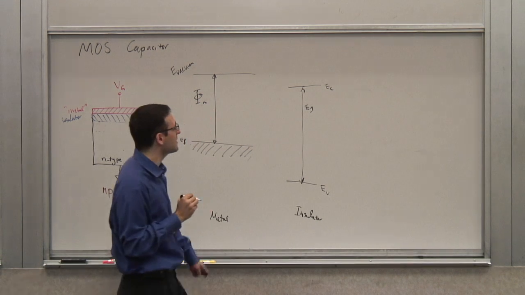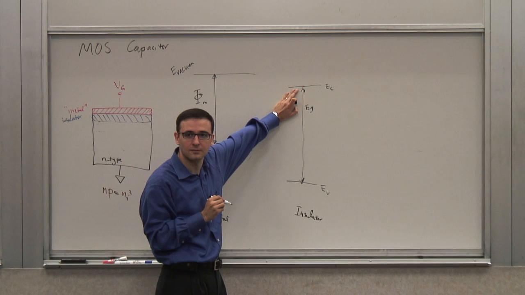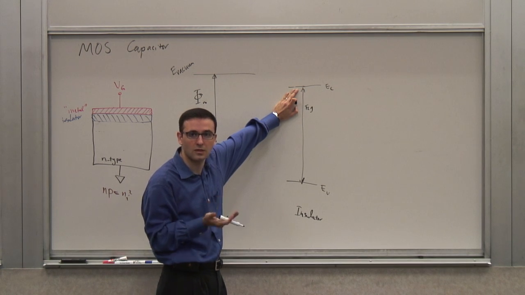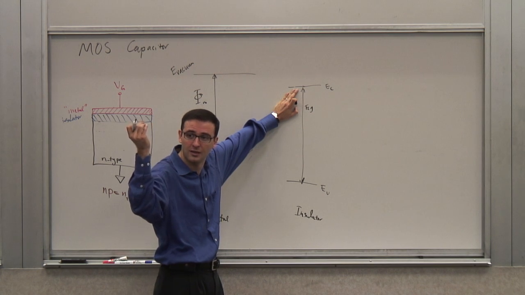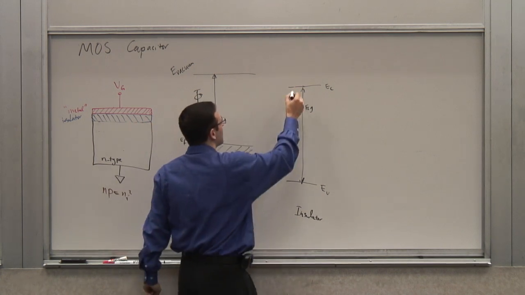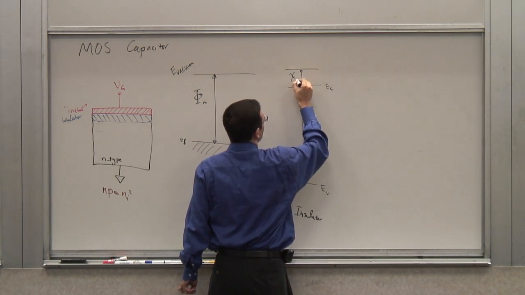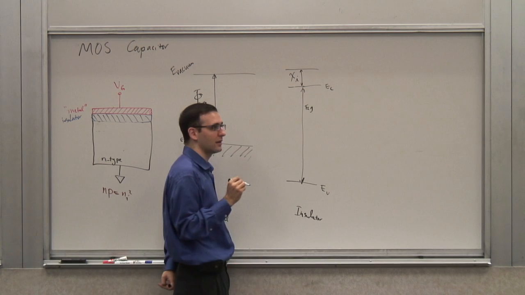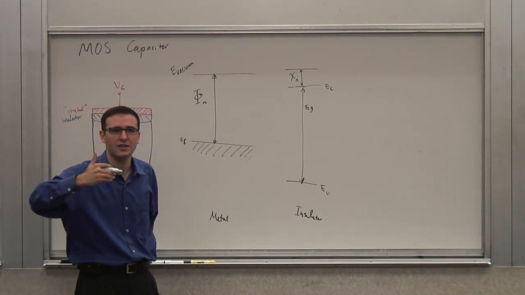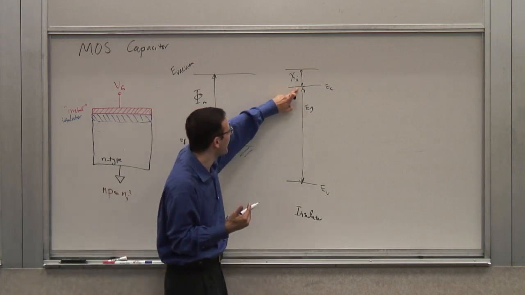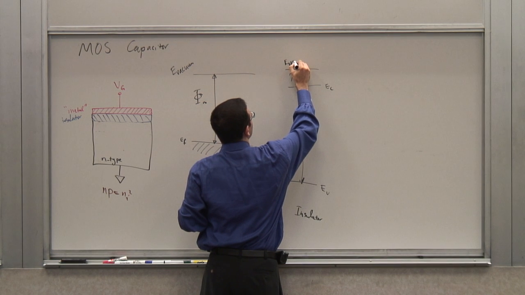Does this mean that if an electron is in the conduction band, it's free? Not necessarily, right? It's free to move within the conduction band, but it's not a free electron per se. So to free it, you need some additional energy. That energy is often shown with chi, let's say chi I for the insulator, and that's called electron affinity. So that's the extra energy you need to get an electron released from the edge of the conduction band to vacuum free space.